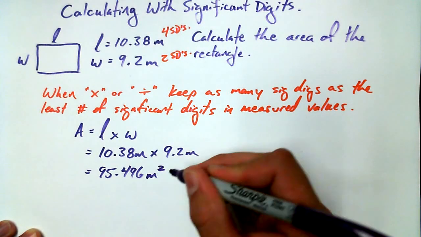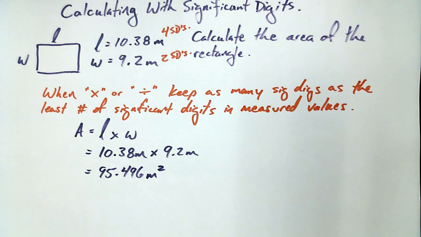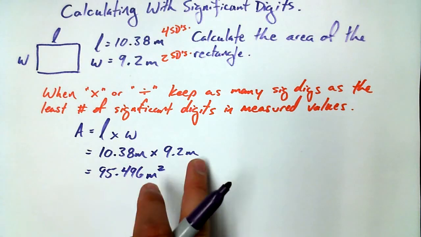Meters squared. Yeah, meters times meters, because we're multiplying the numbers together, but at the same time, we're also multiplying the units together. Meters times meters becomes meters squared, just like you would have x times x equaling x squared. We treat the units very much like variables here. So meters times meters, meters squared.